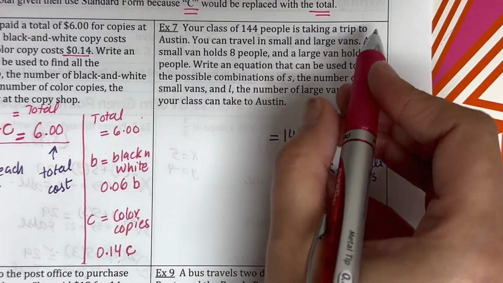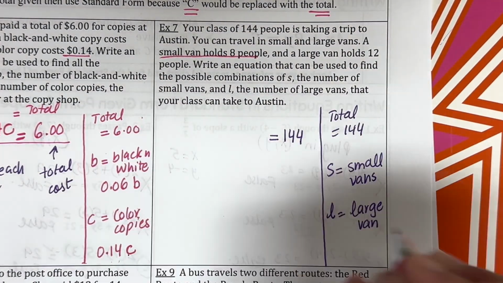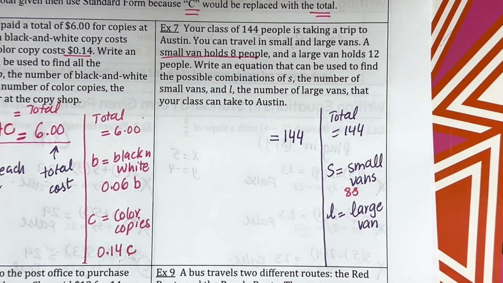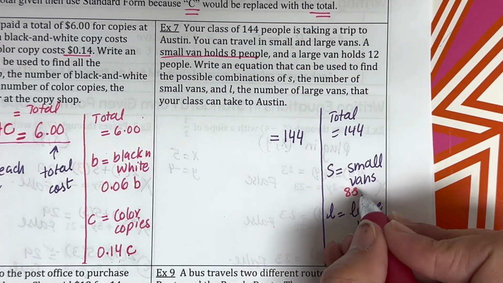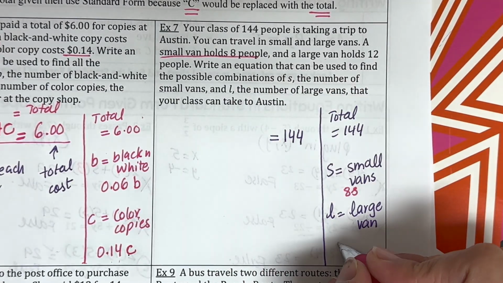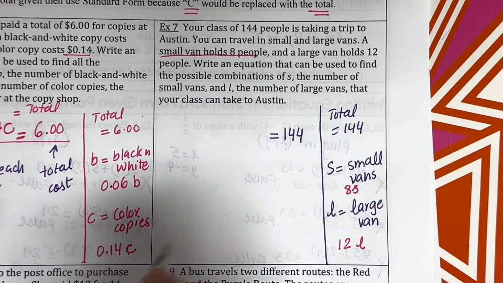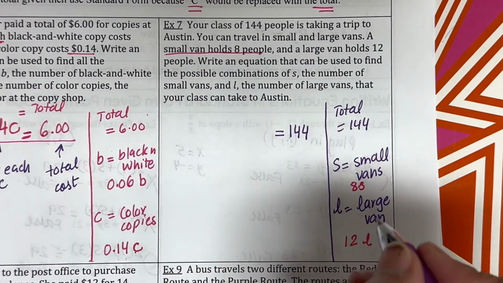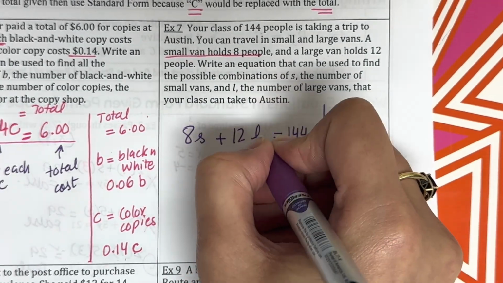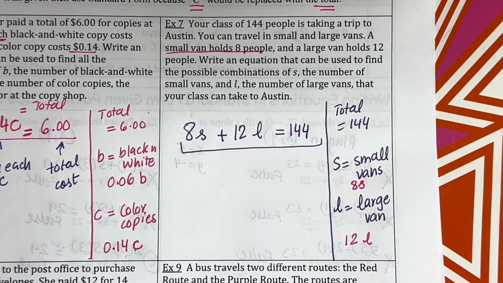Now they also gave me the capacities. A small van can hold 8, so in every small van I can have 8 people. That means it should be 8S, because in each small van, 8 can go. In every large van, 12 people can go. So 12L. So I have my letters, I have my variables. All I'm going to do is fill in the other side. So it is 8S plus 12L equals 144, and this is my standard equation.